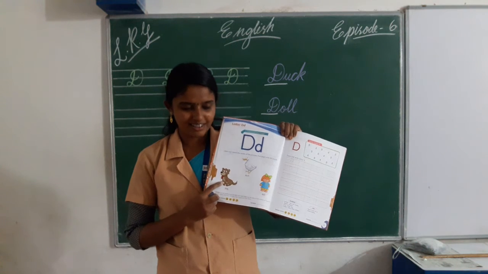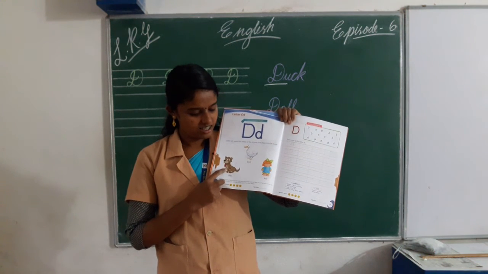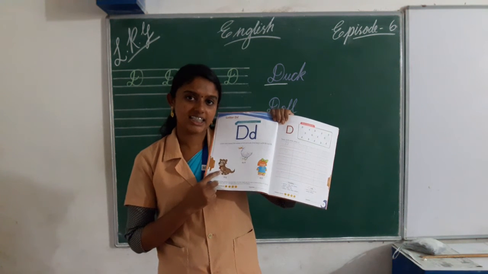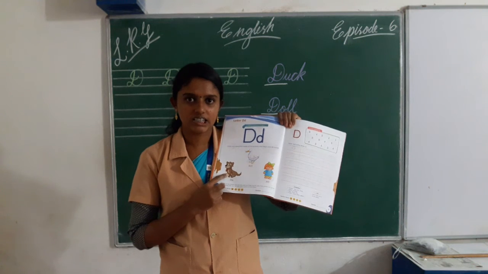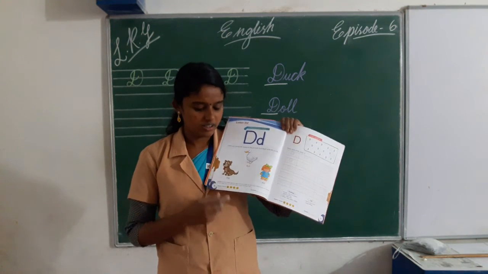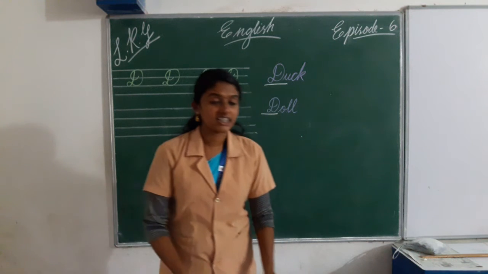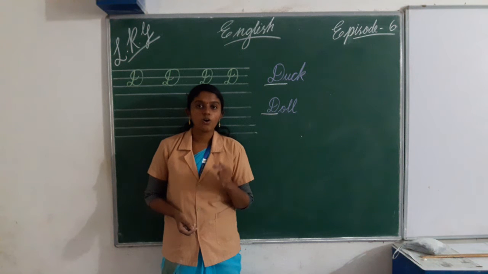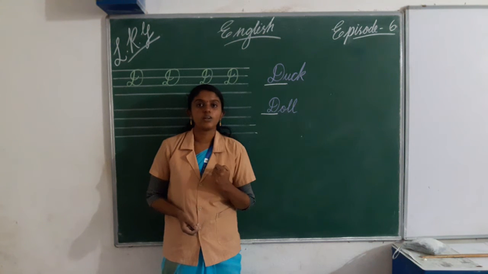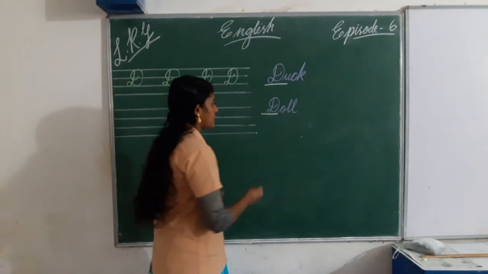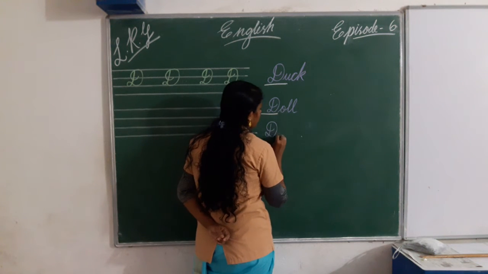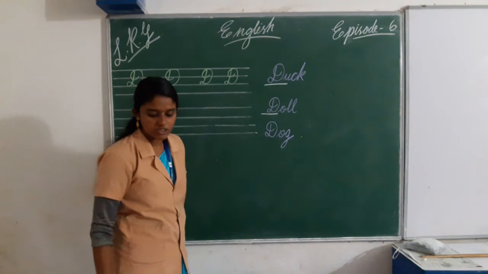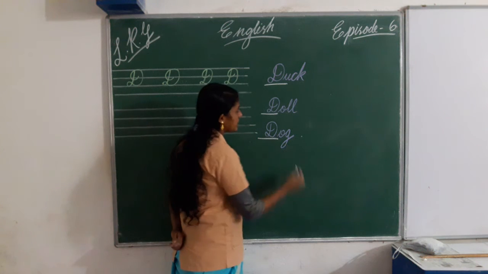Can you see this picture? What is this? This is an animal's picture. Yes, this is a dog. What is the spelling of dog? D-O-G. Dog. D-O-G. Dog. Which letter is that? D.